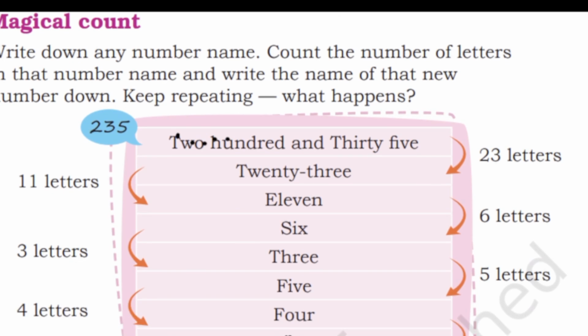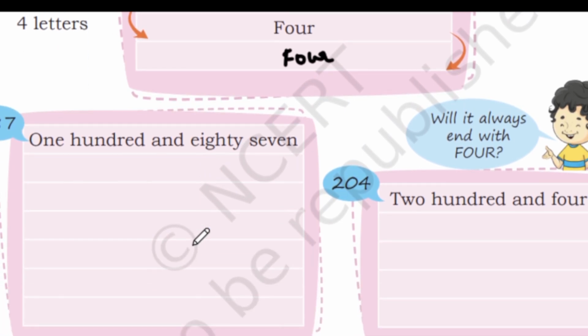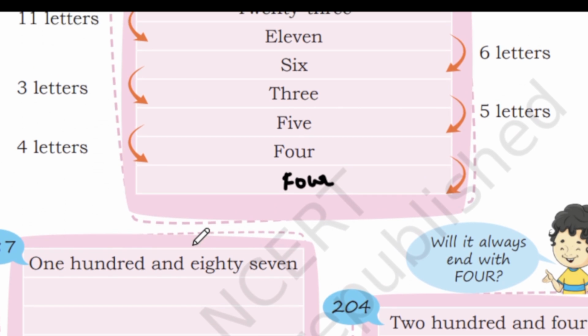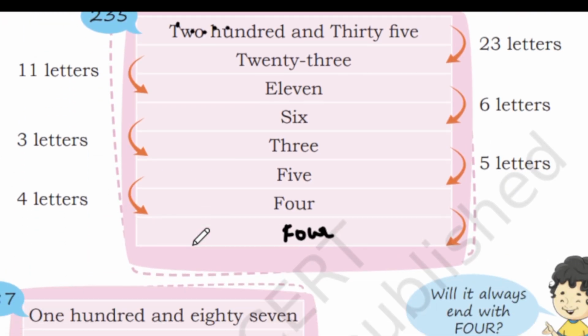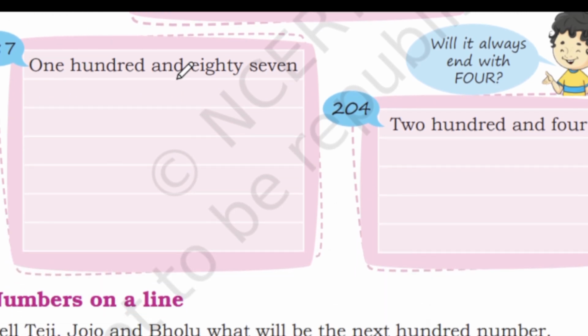So this is going to be very easy and fun also. Okay. So 187, 204. Now we have to count and write. This is like your class activity, very, very easy. This is not your exam question, but this is like a magical count and fun activity. Okay. So you have to count how many letters are there.